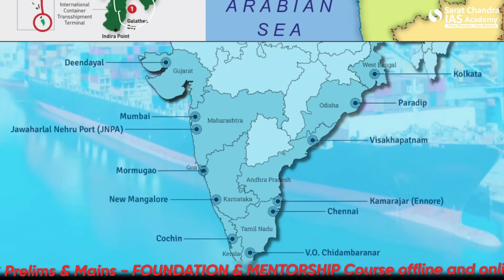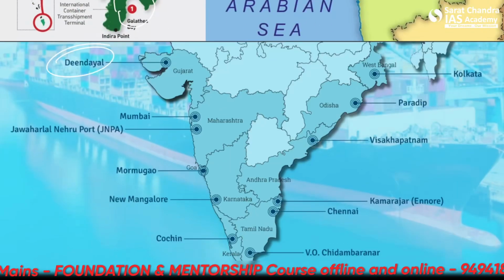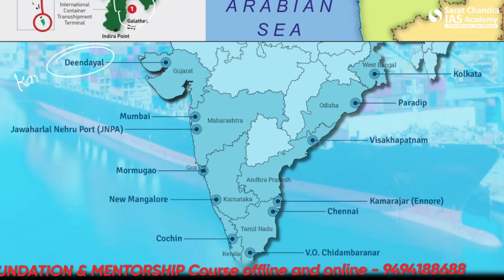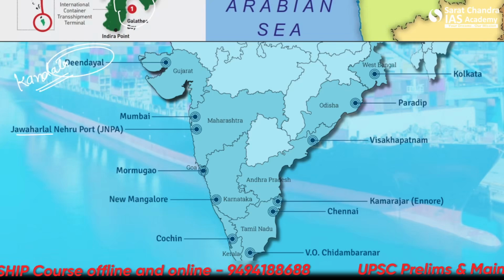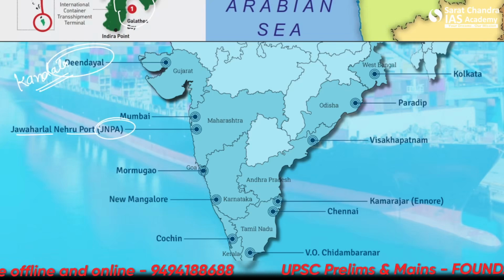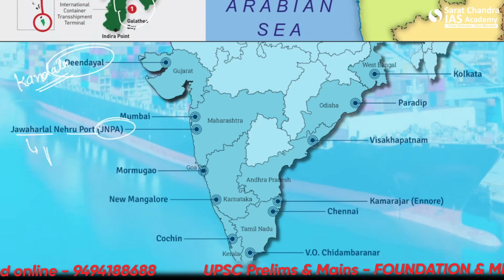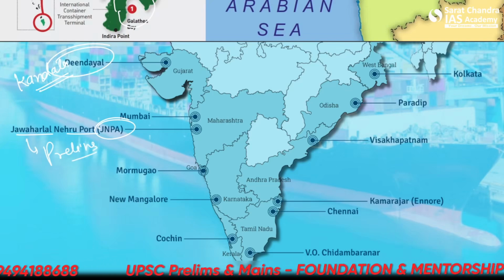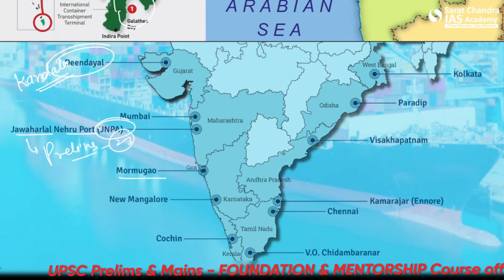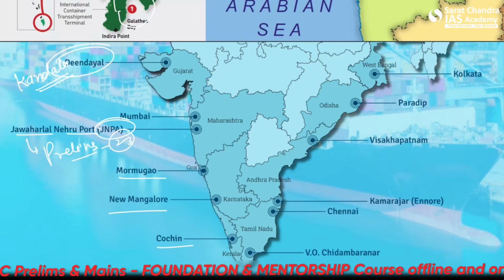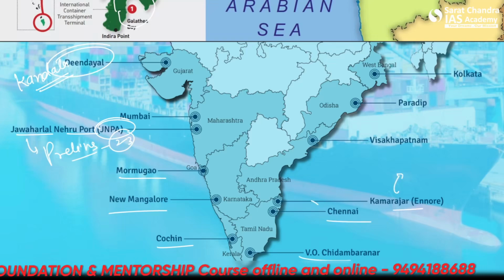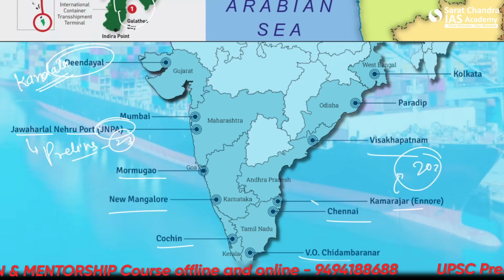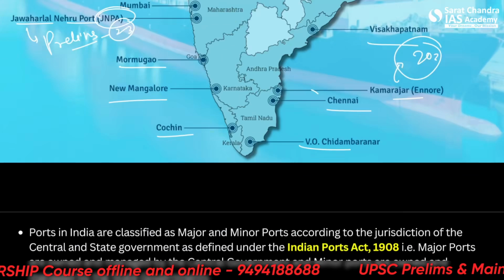Alright. Let's move forward. Here you can see all at once the Deen Dayal or the Kandala port. The JNPT, that is Jawaharlal Nehru Port Trust, JNPA. It also came in the prelims 2023. Okay, Mormugaon Port, New Mangalore, Cochin, or VO Chidambaram, Chennai, Kamarajar, Ennore Port. This was also asked in 2023. Visakhapatnam, Paradip, and Kolkata. So these are very important.